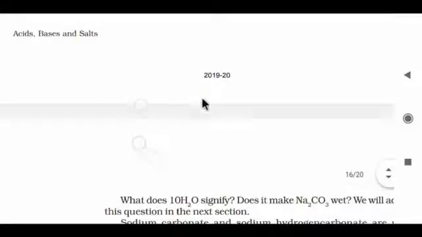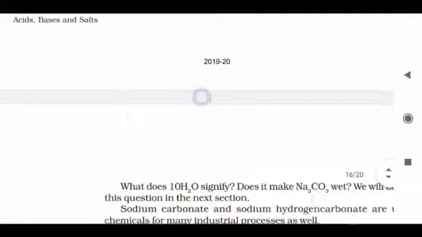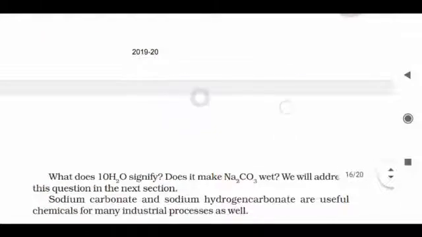Now here, what does 10H2O signify? Does it make Na2CO3 wet?